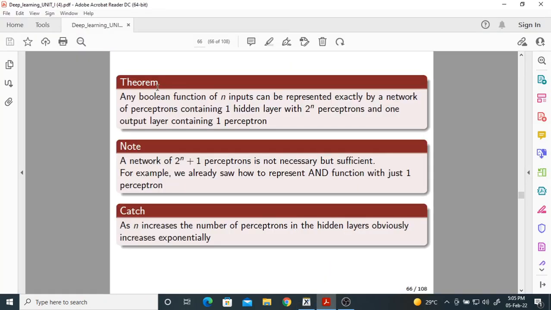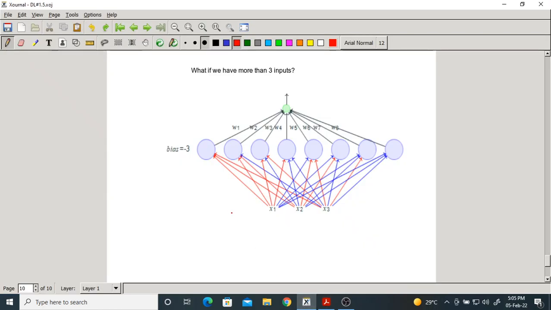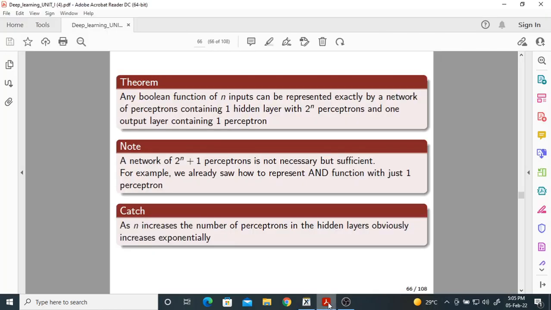Now, this is a theorem, very important. Please read it properly. Any Boolean function of n inputs can be represented exactly by a network of perceptrons containing one hidden layer with 2 power n perceptrons and one output layer containing one perceptron.